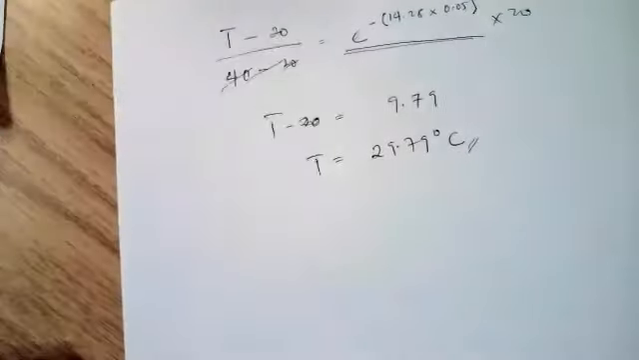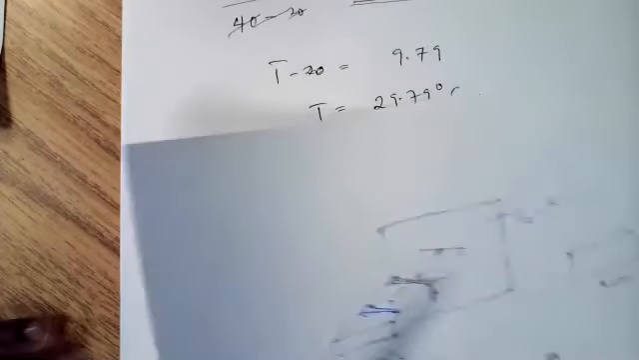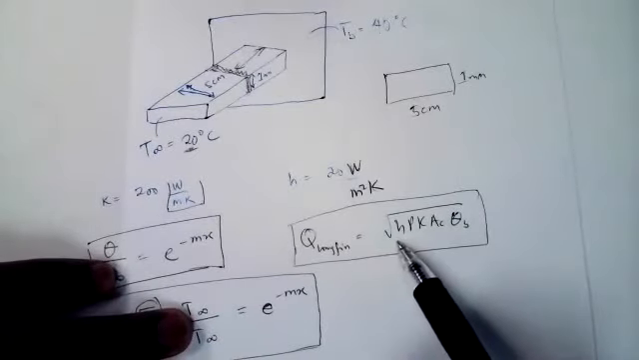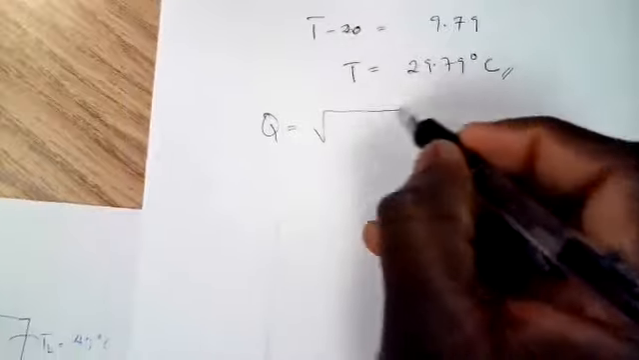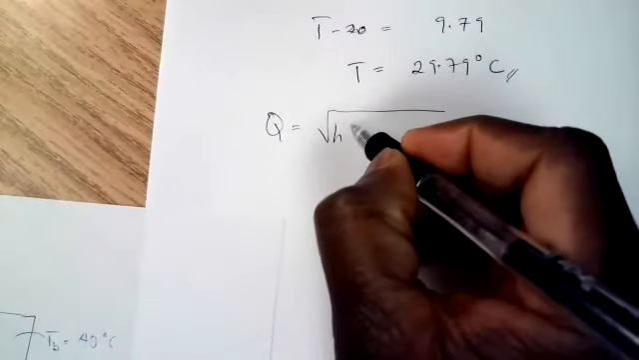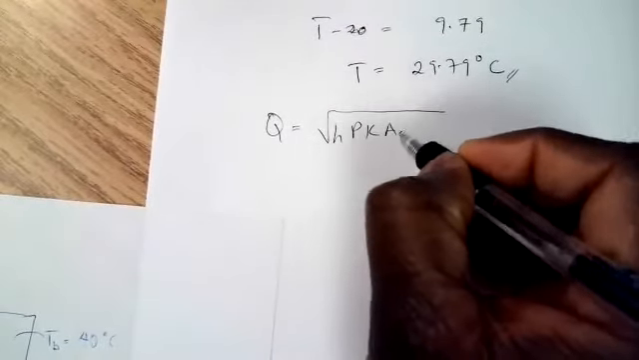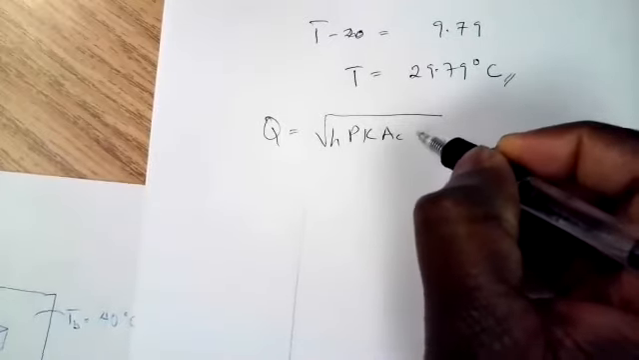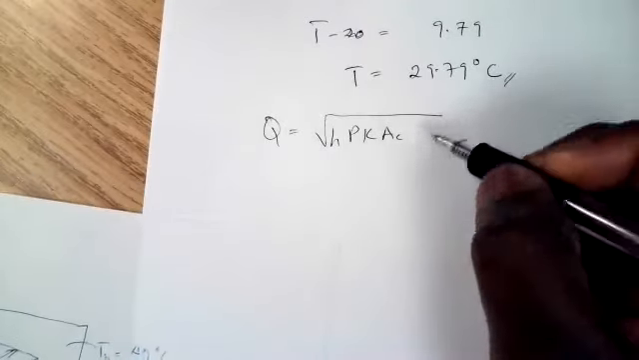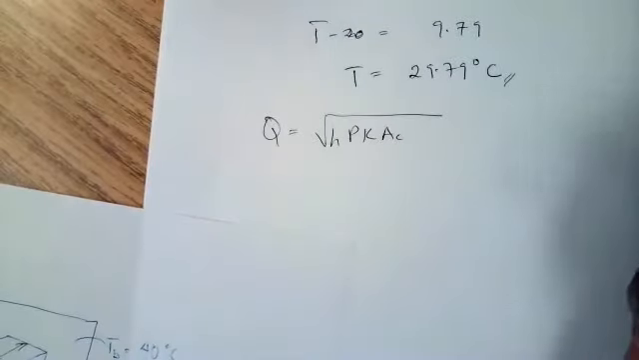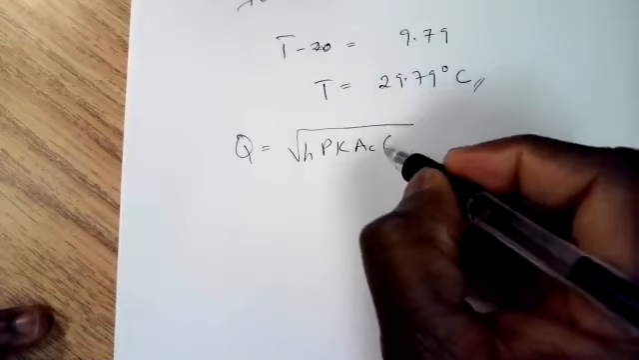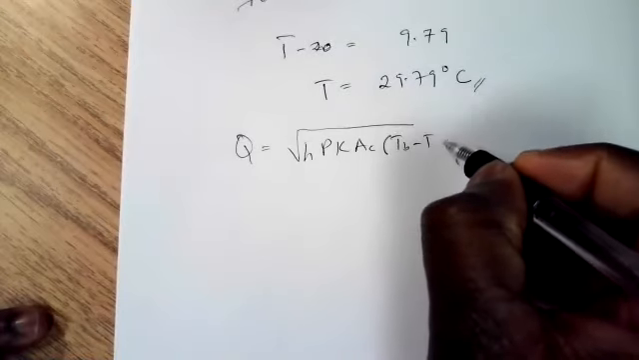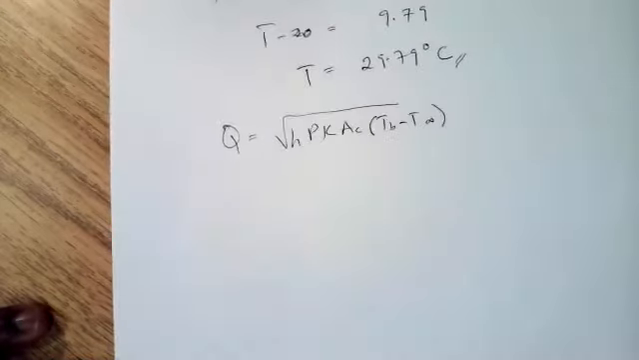Now, the rate of heat loss, we also have a formula for that, which is this. Q is equal to the square root of h times P, k, A_c, and delta theta_b is simply equal to the difference between the base temperature and the temperature at the infinity point. So I can replace that by T_b minus T infinity.